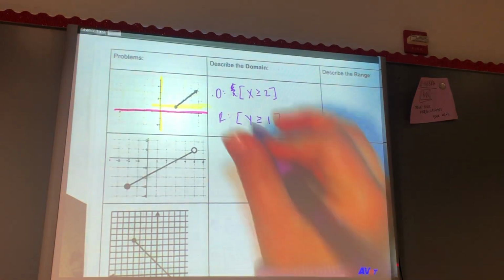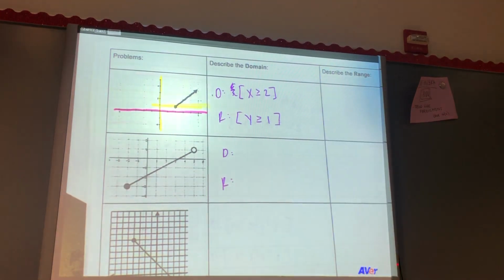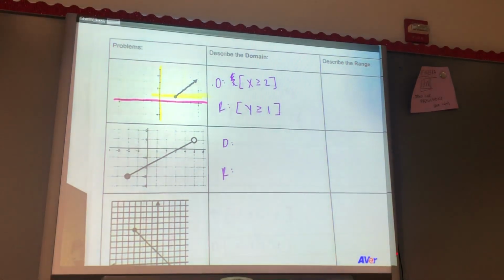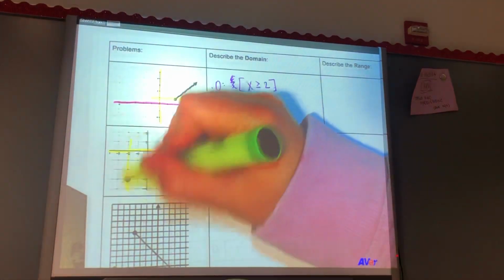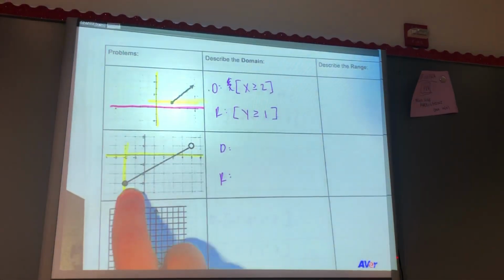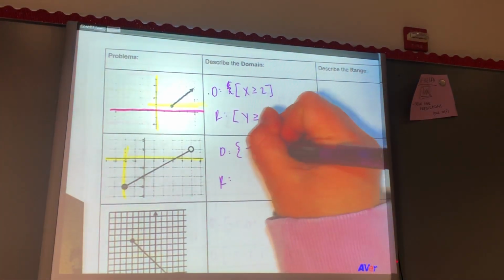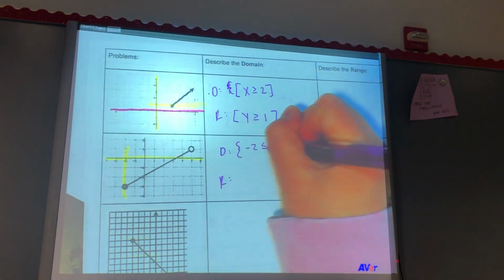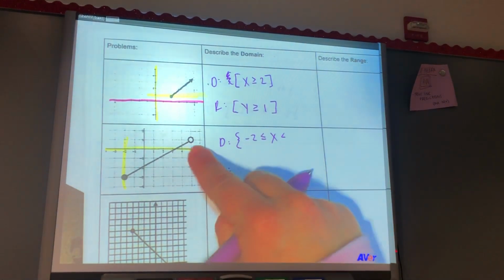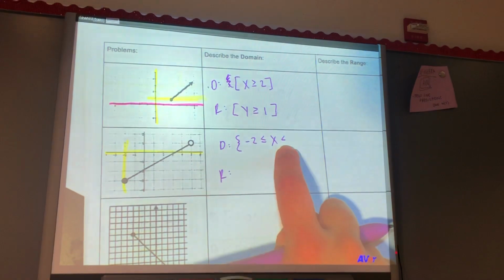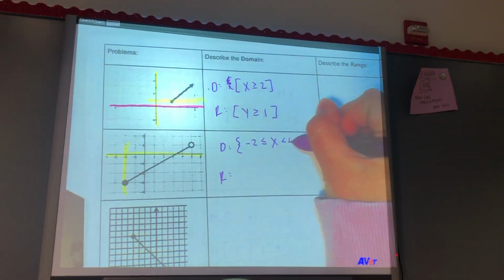Okay, let's look at the domain and the range for this line. We go with the x-axis for domain, so we are at -2. This is a closed circle, so the way I write this is -2 is less than or equal to x. And I notice that this is going to be an open circle, so I don't put the or equal to at the end, and it looks like it's right there at 5.